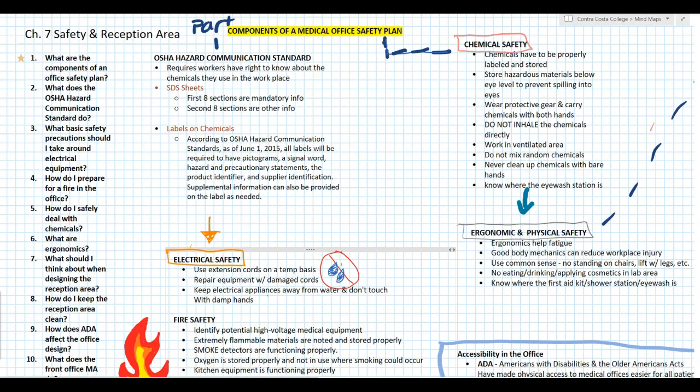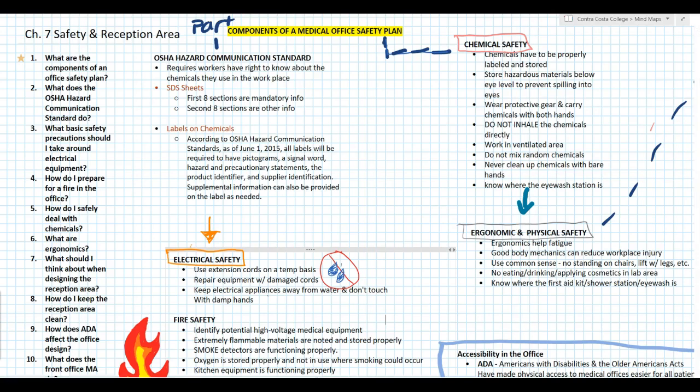So we're going to discuss the office safety plan first, and we begin that with a discussion of the OSHA hazard communication standard. There are some things that I would like for you to know about that communication standard. Basically, what it says is that workers have the right to know about any chemical that they could be exposed to while using it in the workplace. They are able to find the information about that chemical by reading what we call an SDS sheet. Sometimes they're also called MSDS sheets, which stands for Material Safety Data Sheet, or just Safety Data Sheet. On those safety data sheets, the first eight sections are mandatory by law. That information has to be there. And the second eight sections are other more technical information.